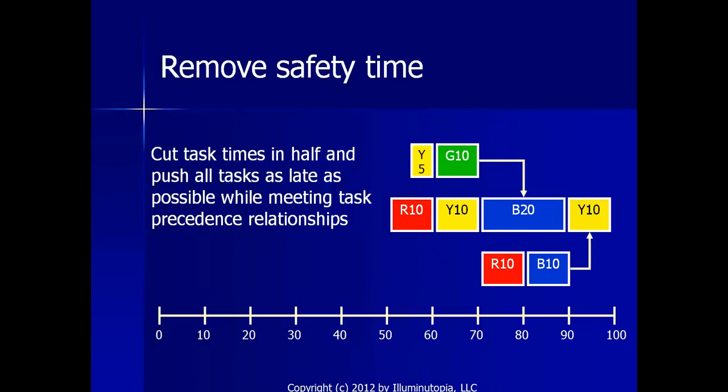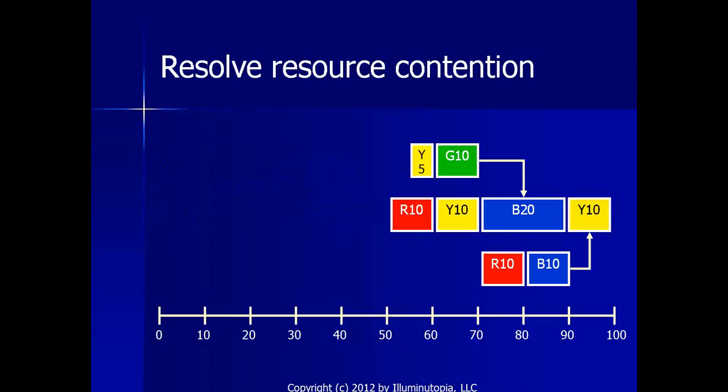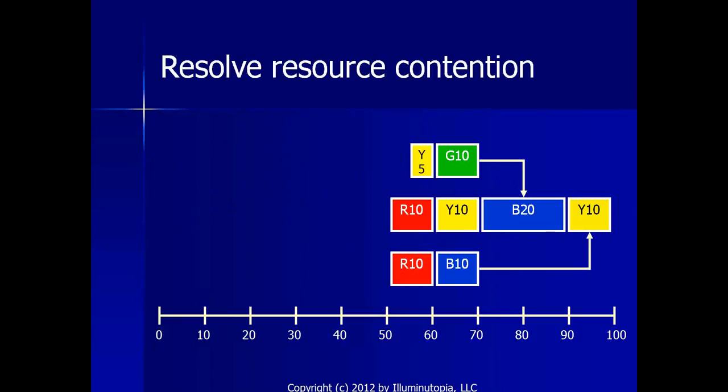So we've cut all the times in half, and then we focus on resource contention, resolving it, starting from the end of the project plan going backward. The first resource contention we have is B10, B20, so we move these 2 tasks back so that task B10 would be scheduled to finish right before B20. And now we see we have another resource contention here with the 2 red tasks, so we need to move one of them back in time. So that is the first step: we've cut the safety times in half, and we have resolved resource contention.